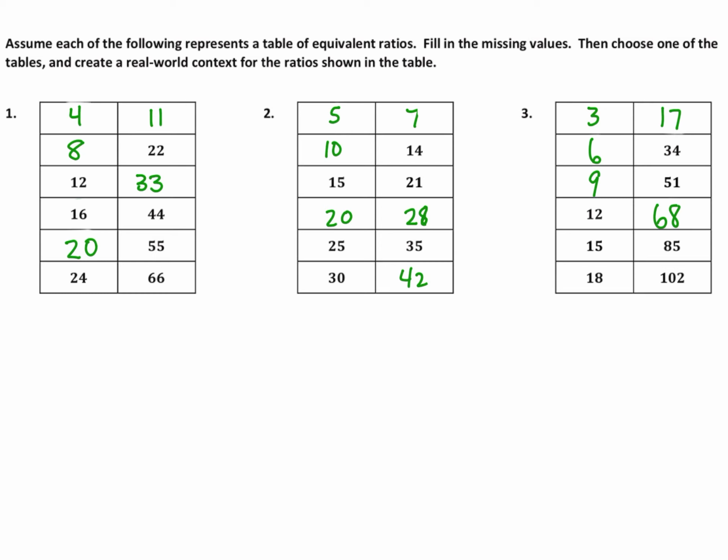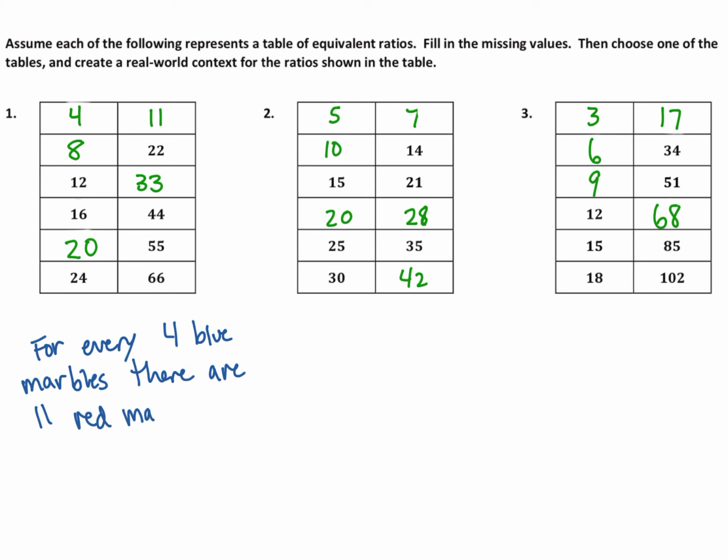Now let's talk about the context of these. We get to come up with whatever we want the context to be. So maybe our relationship is something like, for every 4 blue marbles, there are 11 red marbles.